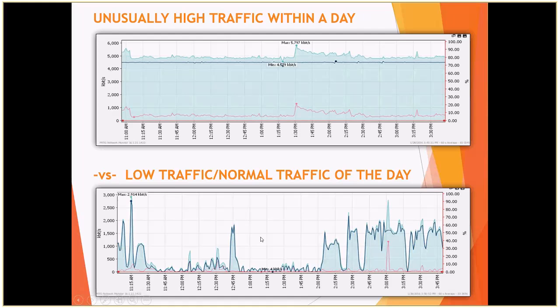Versus, if you look at the bottom diagram right there, that is their normal traffic, or the very low traffic of the day. You can see from 11:15 to 3:45, it's unusually low. You can see that it didn't even hit 5 meg right there on the one that spiked up. But on average, it's only 1.5 thousand kilobits, 1,500 kilobits per second. So that would be 8 point something, or below 10 meg only.